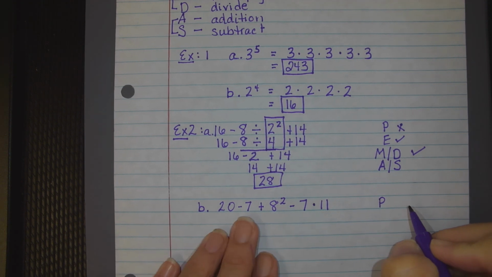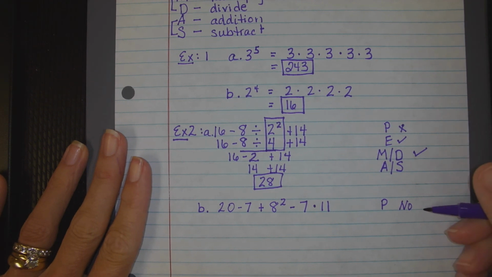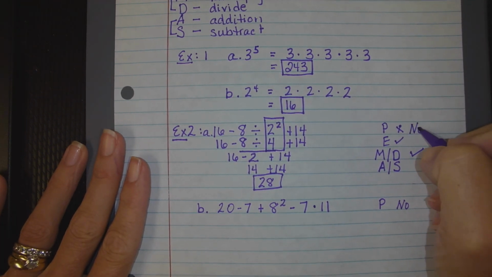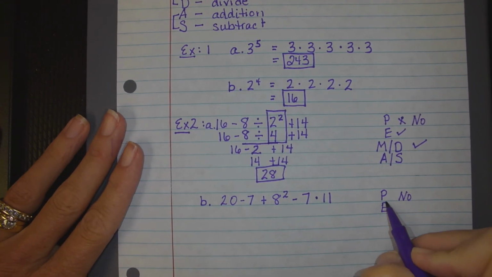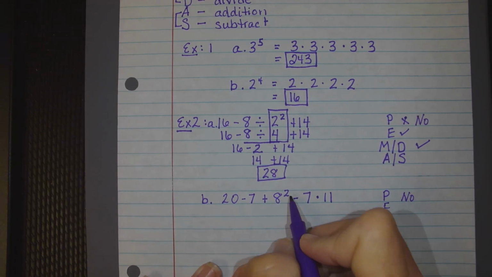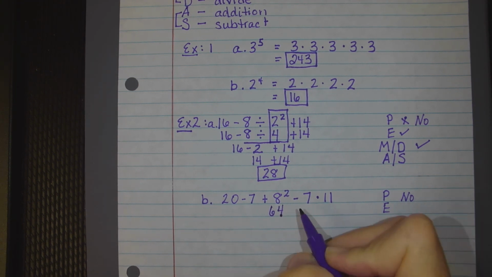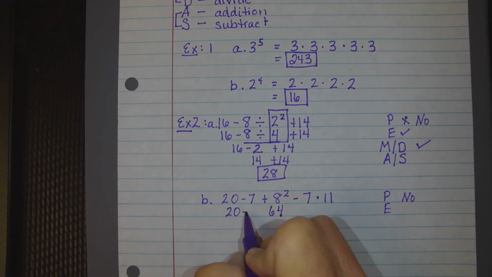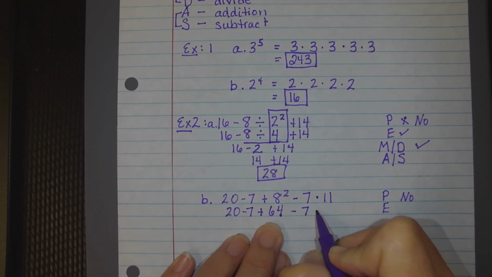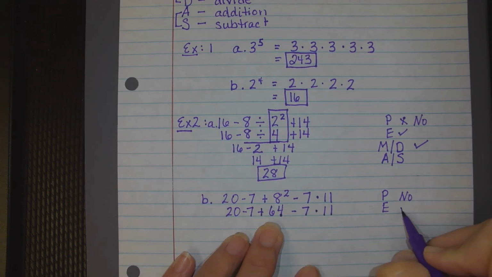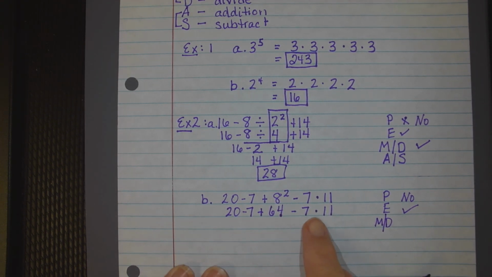Let's look at parentheses. Do I have any parentheses? No. Up here I wrote an X. Right, no. Either one is fine. I think I like no better. Exponents. Here they are. Let's do the math. 8 squared. 8 times 8 is 64. Bring everything else down. 20 minus 7 plus 64 minus 7 times 11. Check. Now let's multiply or divide.